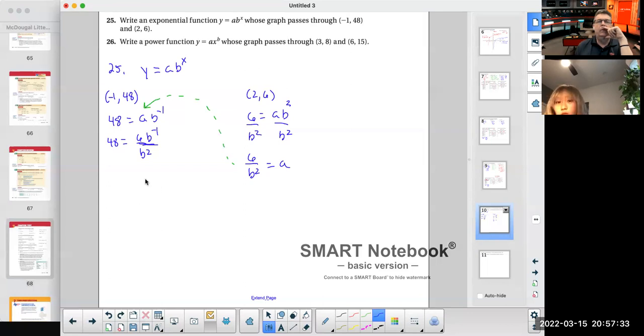So then do you agree that 48 equals 6 over b, simplifying the exponents? 48b is equal to 6. b equals 6 over 48. b equals 1 over 8. Is that all right?